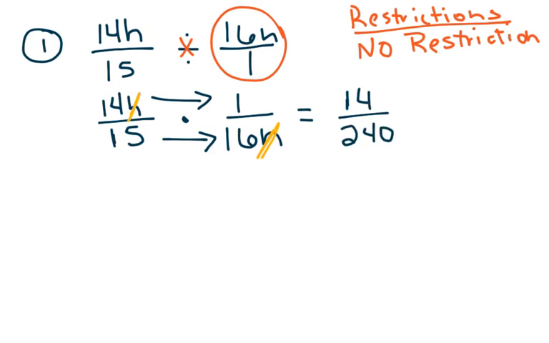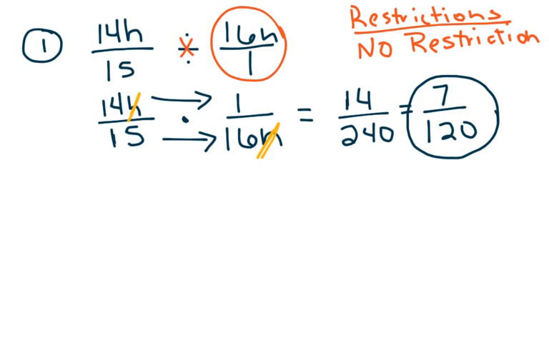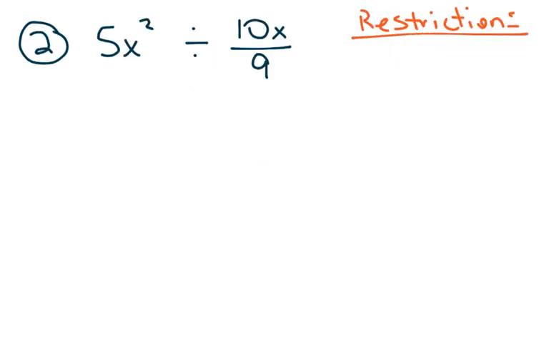Well, now I didn't catch it before I multiplied, but I can see that 2 will go into both of these numbers, won't it? So 14 divided by 2 is 7. 240 divided by 2 is 120. And this is my final answer. So there I actually had to simplify again after I multiplied my numerator and denominator, which is okay. All right, let's do a second example.